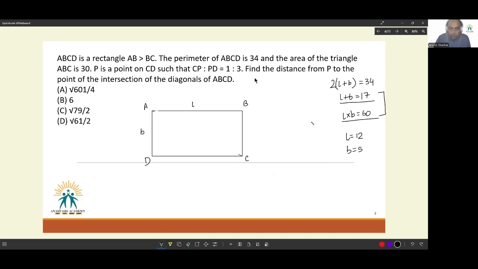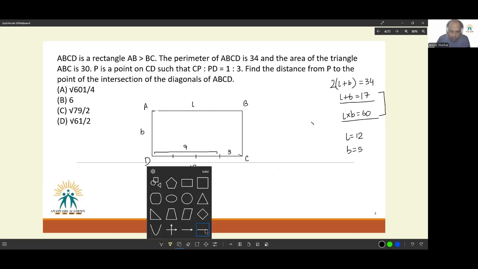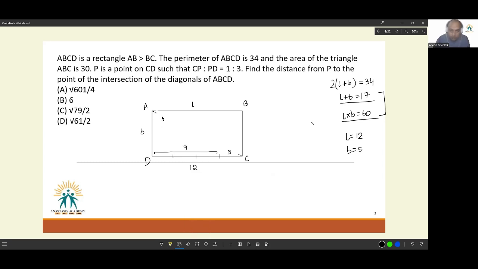Okay. Next thing we are told is P is a point on CD such that CP is to PD is 1:3. Remember, this length is 12. We have identified 1:3 would mean I have divided it into 4 equal parts. This is 3. This here whole thing is 9. Find the distance from P to the intersection points of the diagonals of ABCD. Okay, I shouldn't have removed the diagonal then.